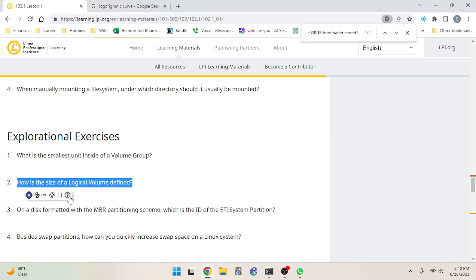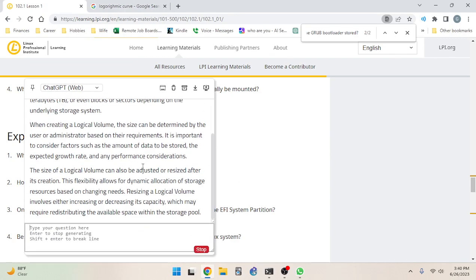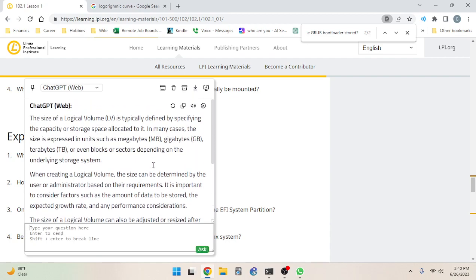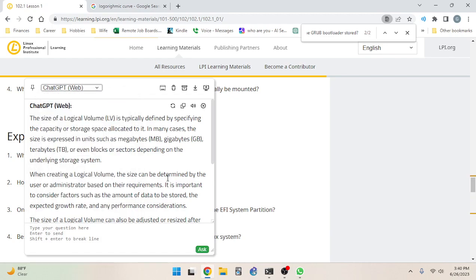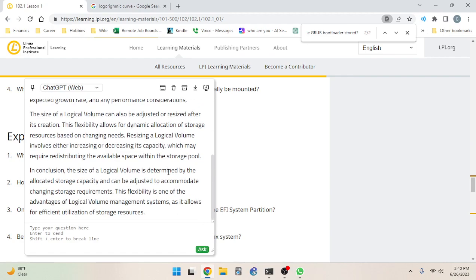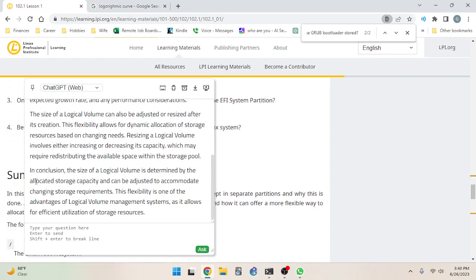so I'm tempted to, okay, I'm just going to ask the ChatGPT web here. There's actually other ones I can choose from. But the size of a logical volume, LV, is typically defined by specifying the capacity or storage space allotted to it. In many cases, the size is expressed in units. So it's determined by the allocated storage capacity and can be adjusted to accommodate changing storage requirements.